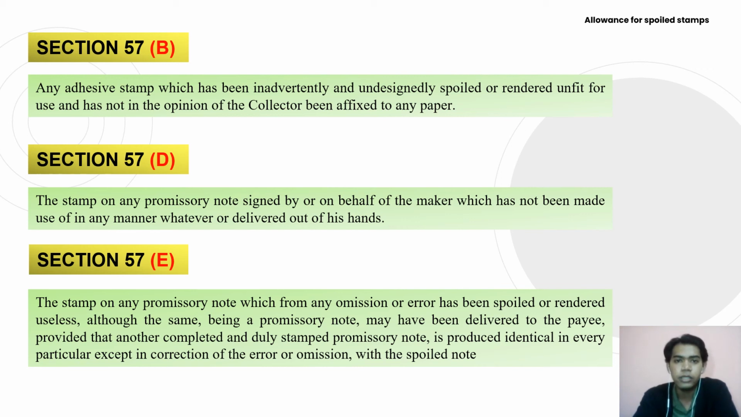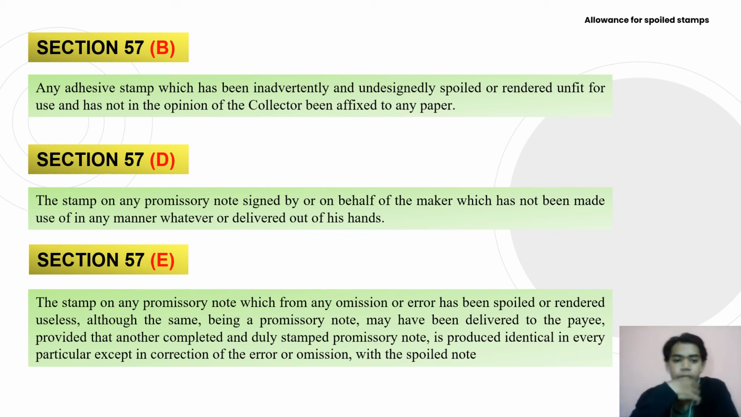For section 57D and E, it is actually more related to promissory notes. Before that, for a promissory note, we have a maker and the payee. The maker is the one who promised to give a sum of money, while the payee is the one who will get the money. For 57D, it states that the stamp on any promissory note signed by or on behalf of the maker which has not been made use of in any manner whatsoever or delivered out of his hand.